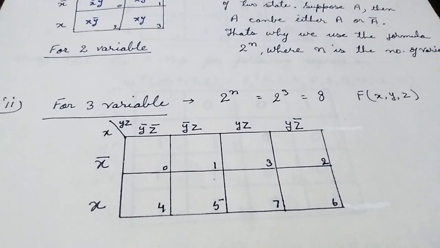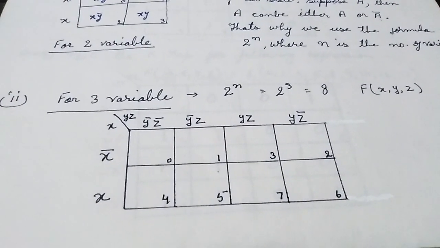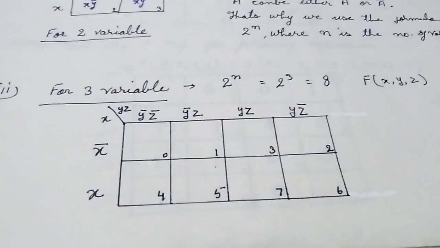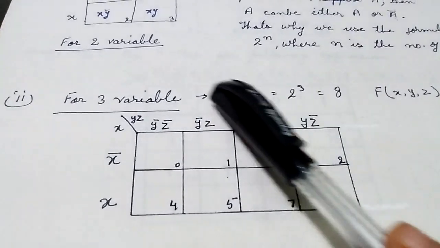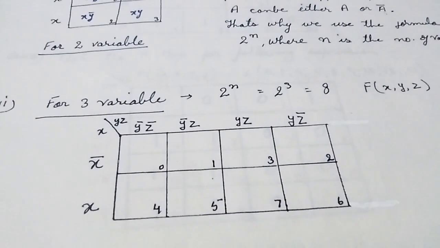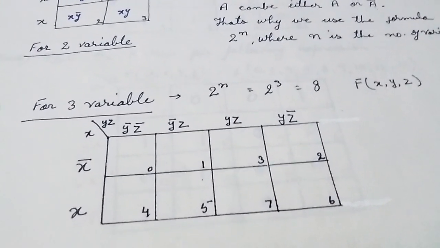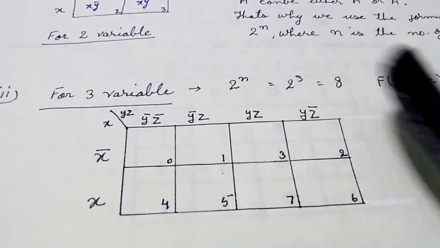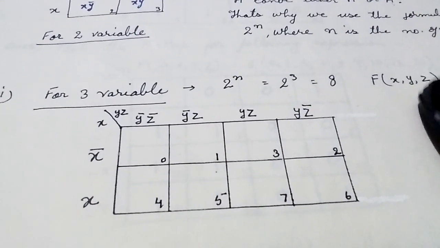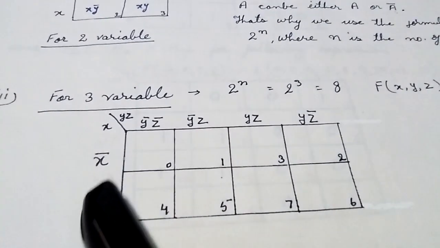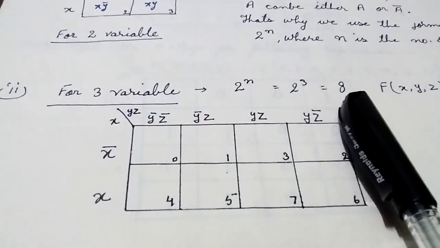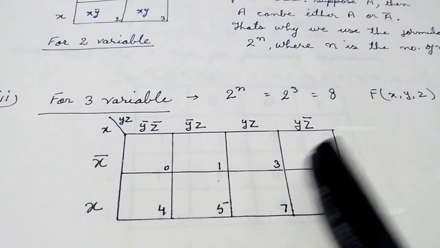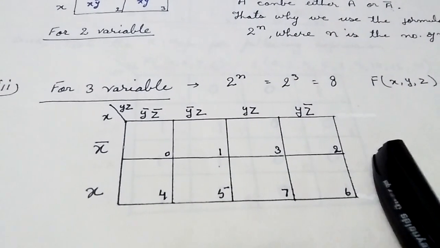For 3 variables, 2 to the power of n equals 8. That is, 2 to the power of 3 equals 8. We don't have to write this formula in our answer. This is for your explanation of how the 8 cells have come. Then we will draw one rectangle and we will divide the 3 components into 2 halves. X will come here, YZ will go up. So we will draw 4 columns and 2 rows.